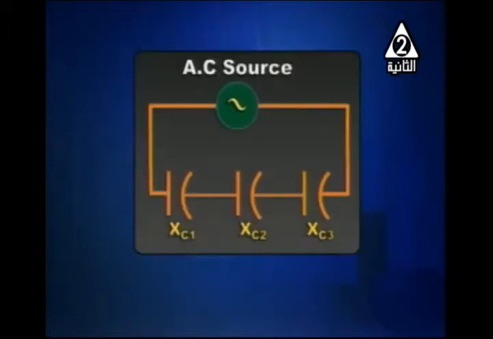Connection of capacitors. It is the opposite of resistors. First of all, series connections, when we have two or more capacitors connected in series. The circuit shown in front of you contains 3 capacitors. Reactance of the first, XC1, of the second, XC2, and XC3. And we want to obtain the total reactance. How to obtain it?